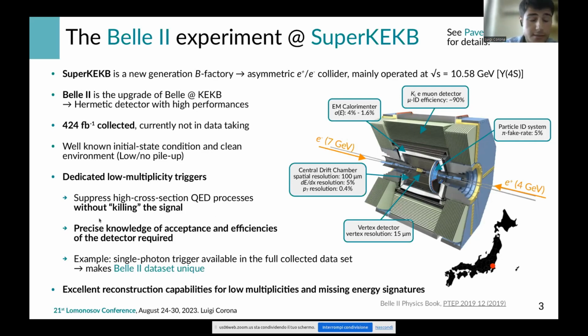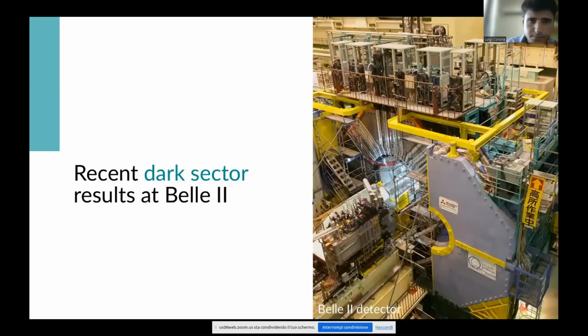The main features of this kind of experiment are the well-known initial state conditions and the clean environment. We also have some dedicated low multiplicity triggers to suppress the high cross-section QED processes without killing the signals we are interested in, for example dark sector signals. Designing these trigger lines is challenging because it requires a precise knowledge of the acceptance and efficiencies of the detector. An example is the single photon trigger, which is available in the full collected dataset at Belle II and makes the Belle II dataset unique. All these features allow excellent reconstruction capabilities for low multiplicity and missing energy signatures. Okay, so that was my introduction.